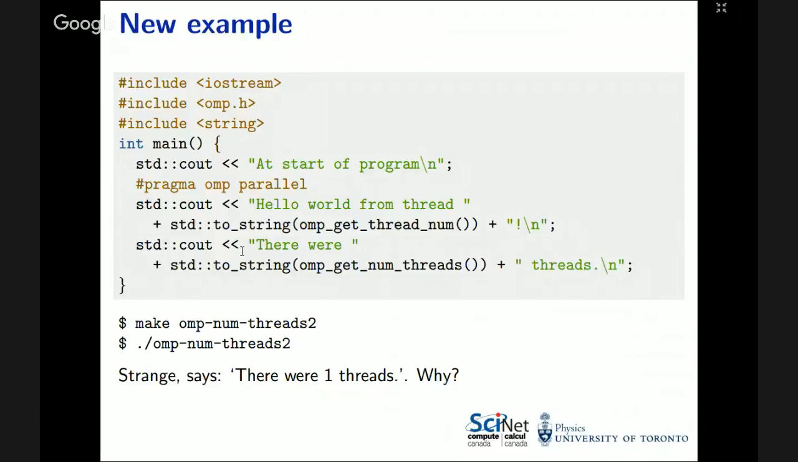1, yeah. It says 1 because it gives you the number of threads that is currently running. But we're outside of this parallel region. So with OpenMP, your code gets divided by these pragmas into serial parts and parts where the threads are active. And there's no active threads except the one that is running. And so it's correct. At this point, there's only one thread running. So it will give you that.